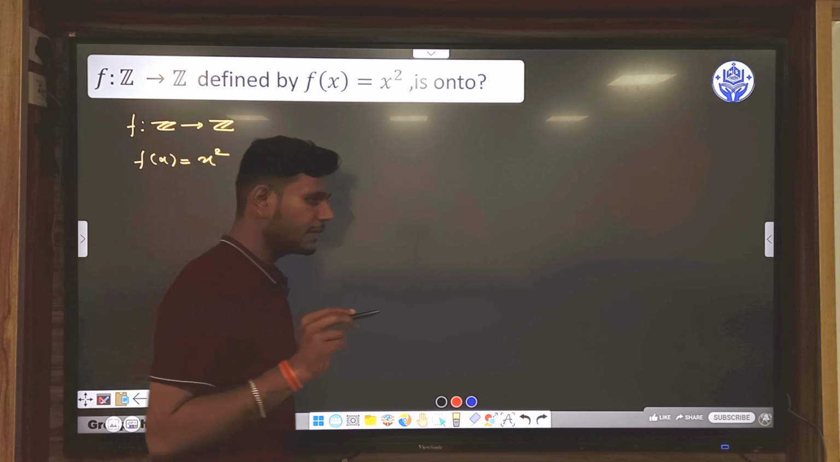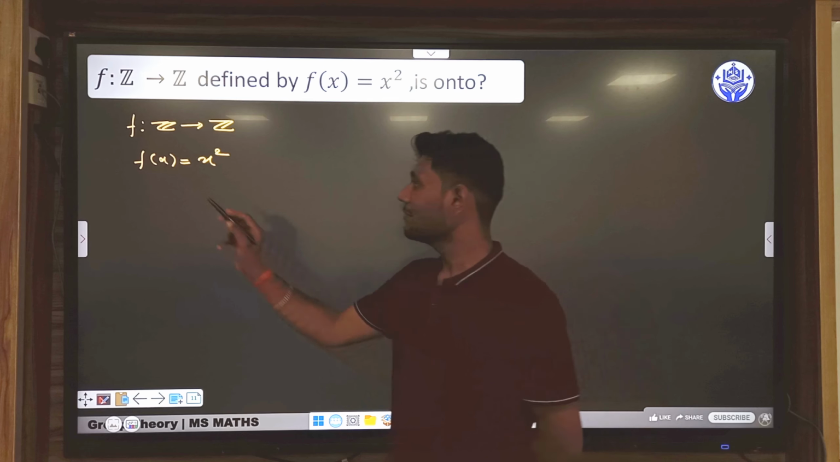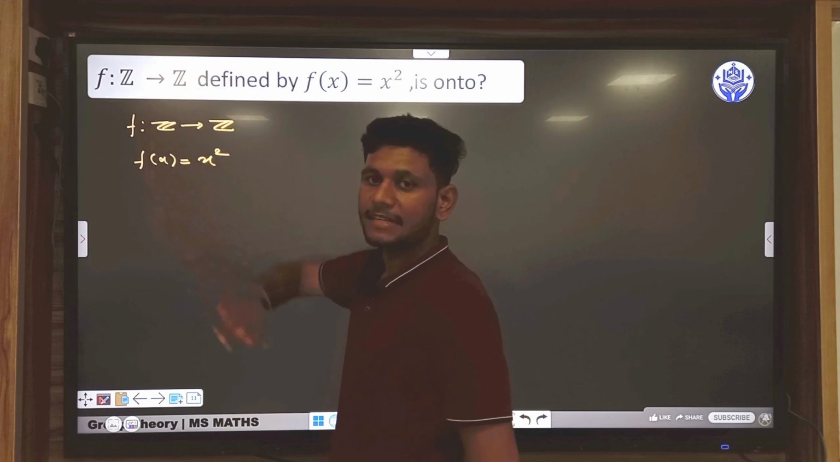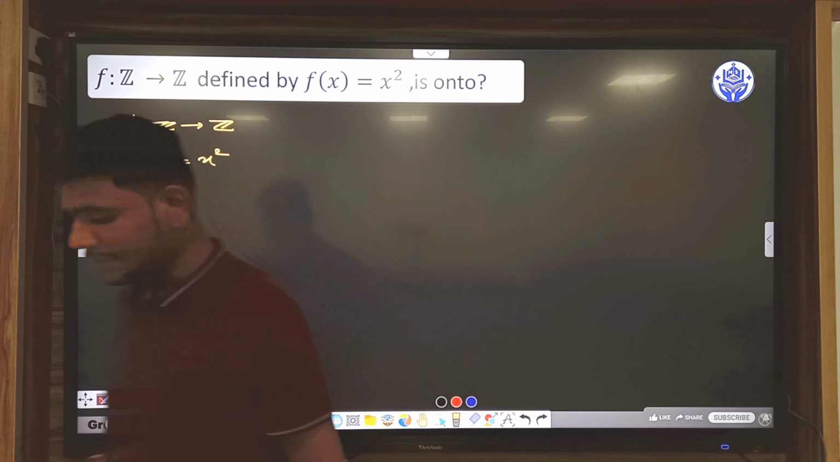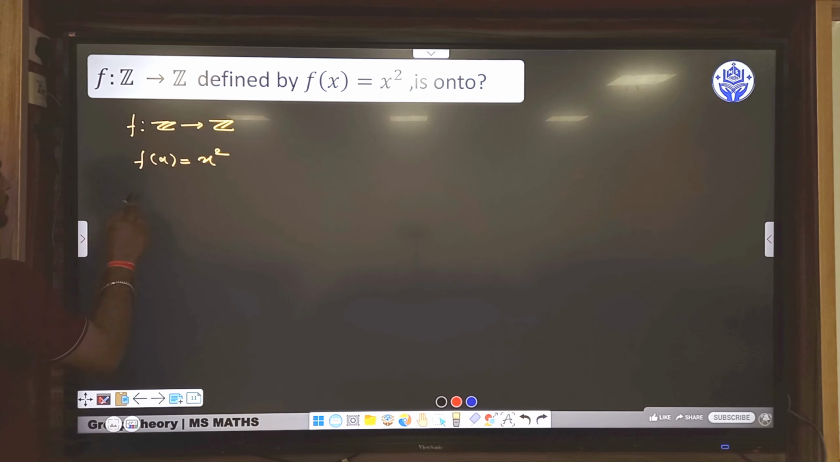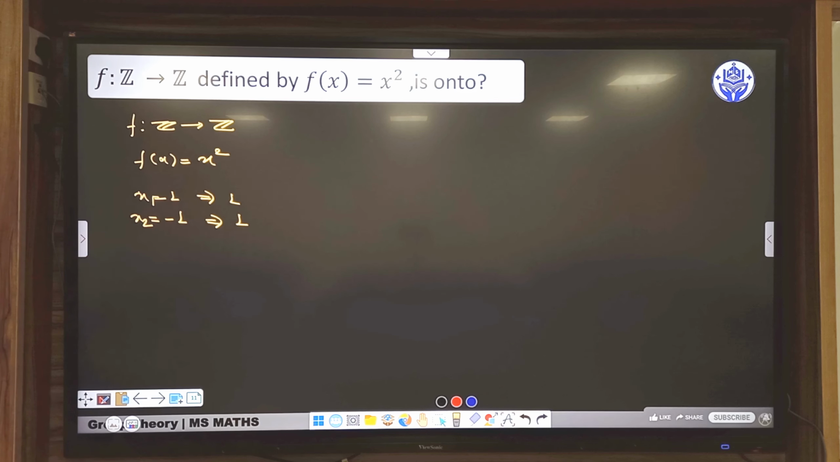If I take x square and take values from integers, and if I put x equal to 1, it will be 1. x equal to minus 1 will again give 1. So it is not one-one in this case. Let's say these are x1 and x2; if they are not equal, then their images should also not be equal, but they are equal, so this is not one-one. Now what about the onto case? For onto, how can we check in this case?